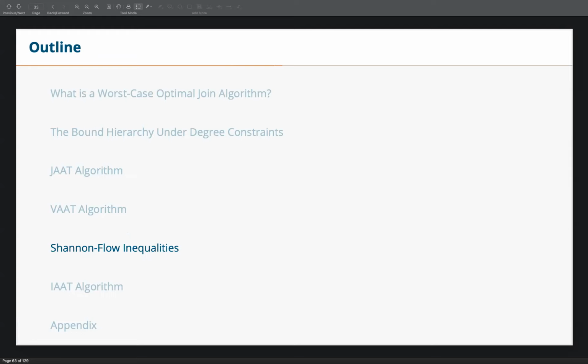Okay, so the last topic on Shannon flow inequalities, the EAT algorithm. So I have about 20 minutes. Oh, excellent. Yeah, I'm just right on time. Go ahead, Yushi.